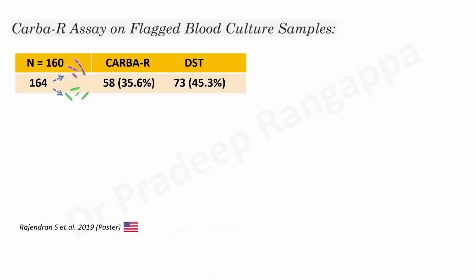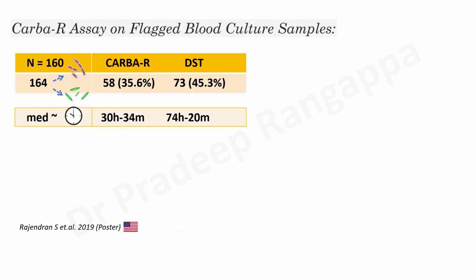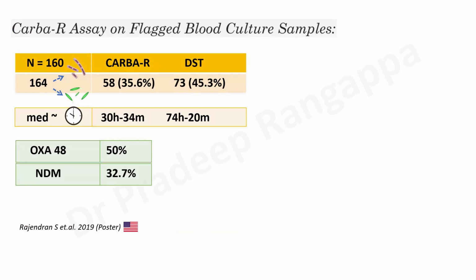Then they have done this CARBA-R assay. I'm sure some of the labs, like our lab, had the CARBA-R assay. This was one study which showed CARBA-R's ability to pick up resistant bugs. The median turnaround time, as you see, was 30 hours as compared to a disk sensitivity test, which took 74 hours. In this particular study, where they used CARBA-R to identify resistance, OXA48 was determined in 50%, NDM was determined in 32.7%, and OXA plus NDM was found in 15%.